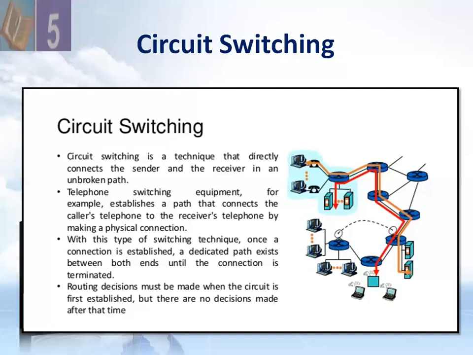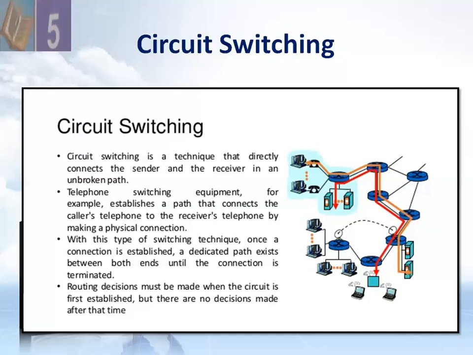So circuit switching basically is a technique that directly connects sender and receiver. With the help of hub and router, we can use circuit switching. It means to switch over the data. In circuit switching, the device takes information or data or packets from the source computer and then switches them over to the destination computer through an unbroken path.